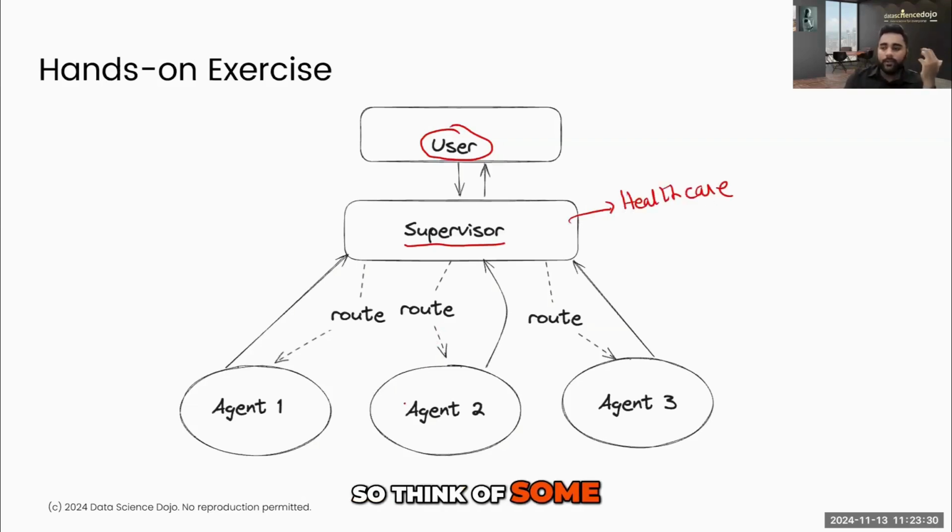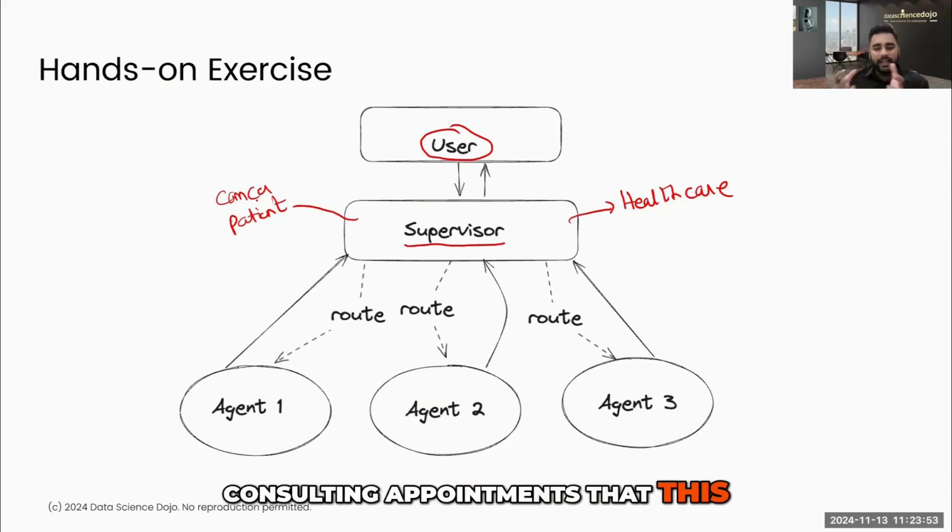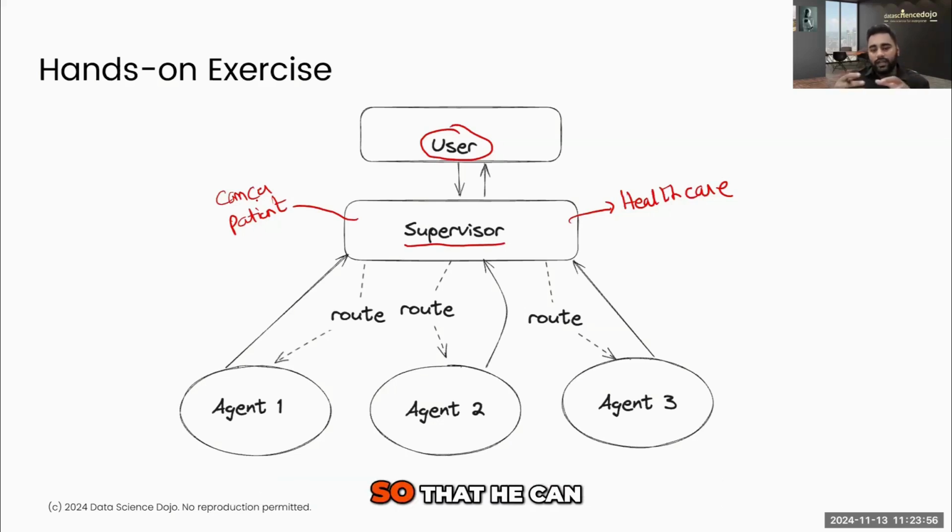So think of some agents that a person who has been diagnosed with some issues needs. Let's say a person is a cancer patient. Think of some agents that this cancer patient actually needs. Think of some doctors, some consulting appointments that this cancer patient really wants so that he can actually move forward in his life with certainty.